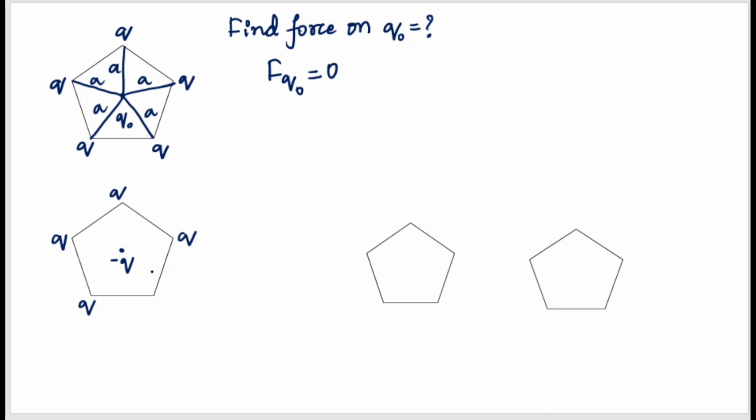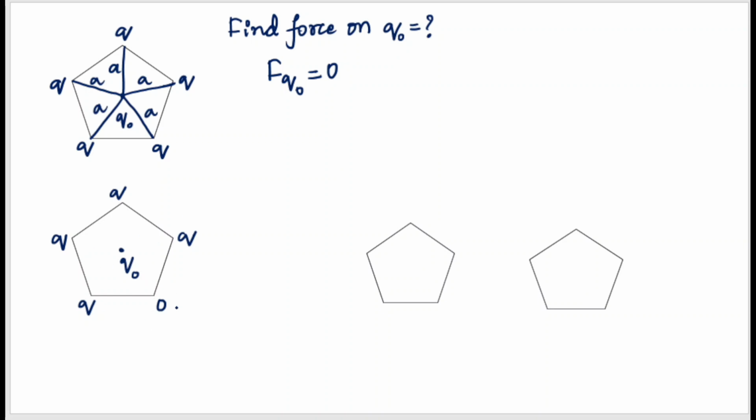Now the next problem: all four vertices are filled with a positive charge q. Here the charge is 0. Here the charge is plus q naught. Let me write it properly, q naught. Now I want to find the force on q naught because of all these charges.